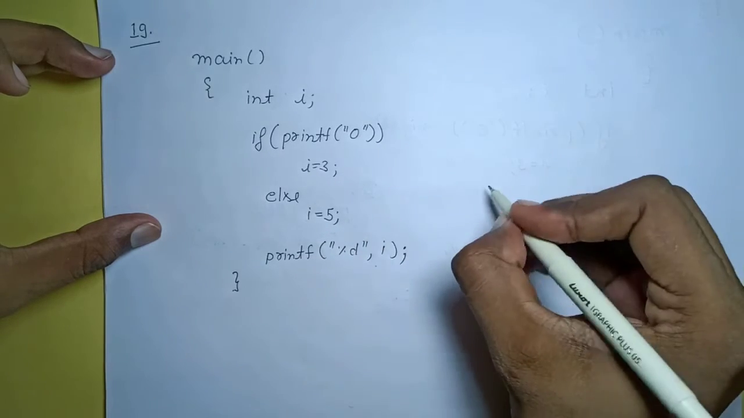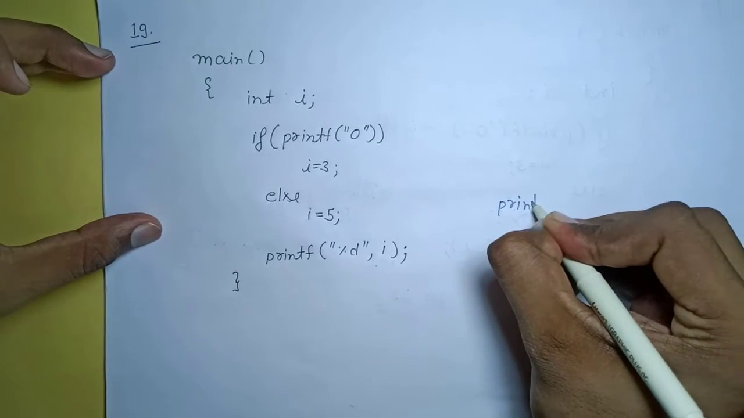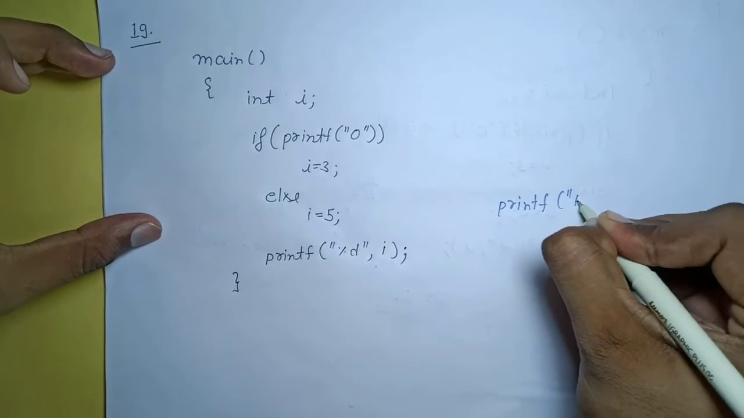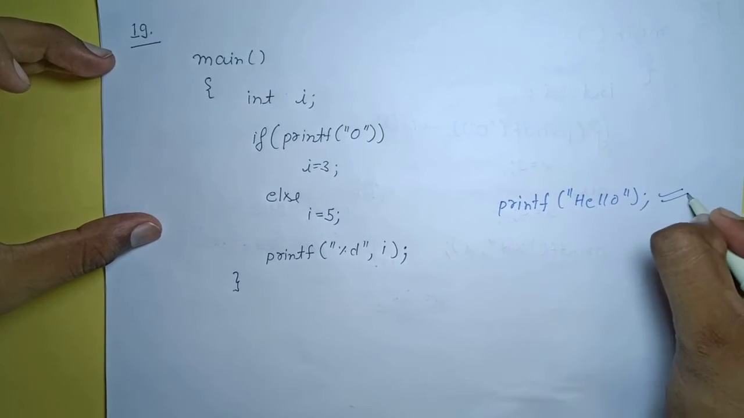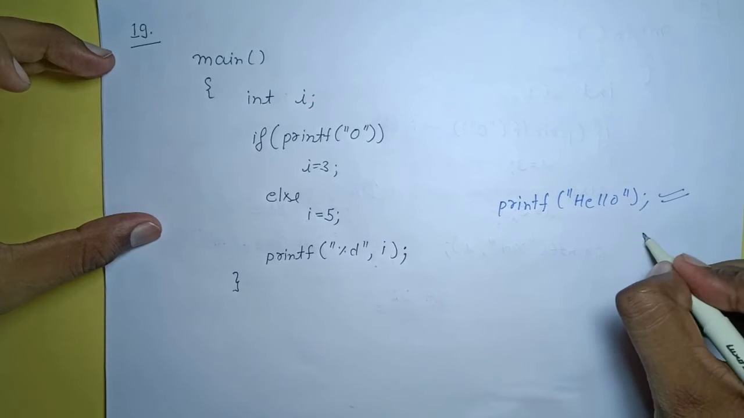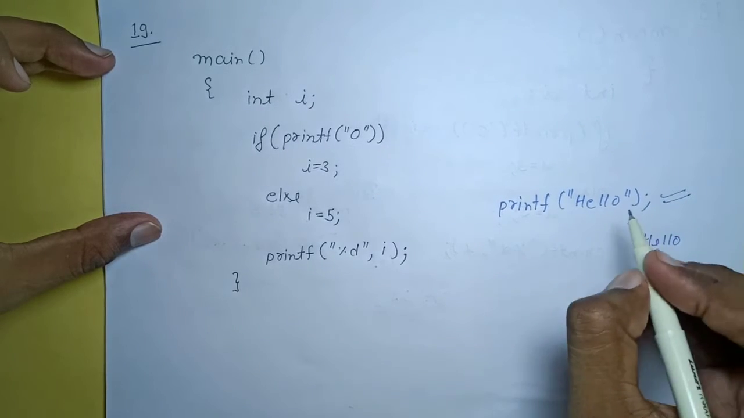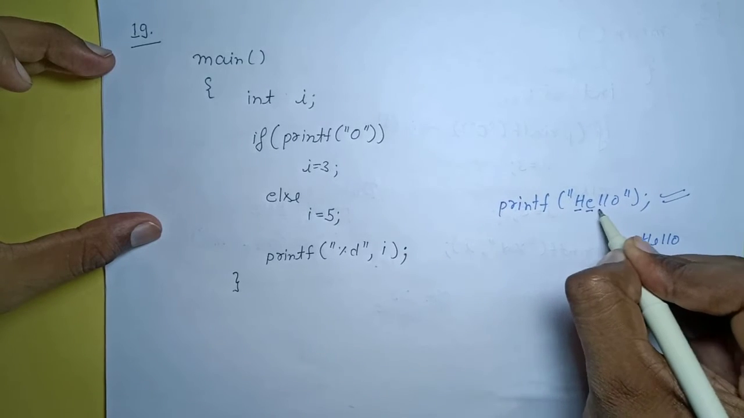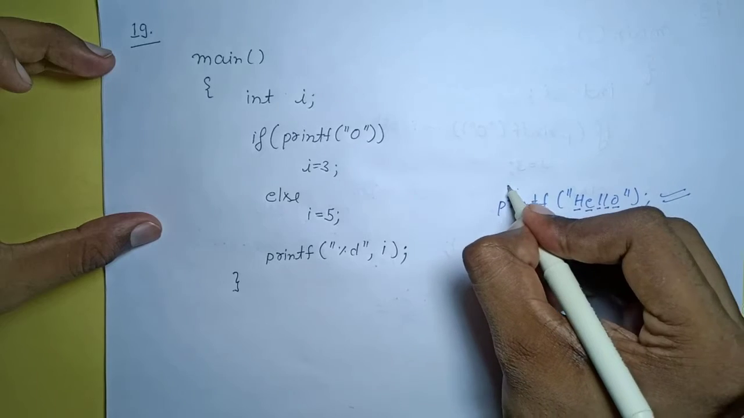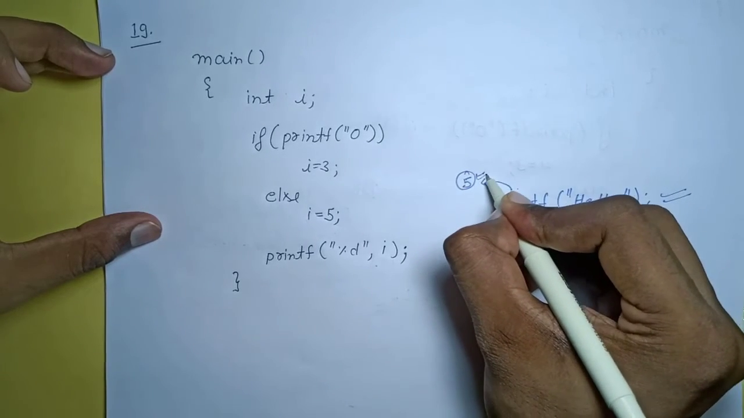We can see this by example. If we have a printf statement like this, where we are printing hello on the screen, what happens on successful execution? Hello is printed on the output screen, and the value returned is 5, because we are printing 5 characters: 1 2 3 4 5. So the value returned by this printf function is 5, which is of integer type.